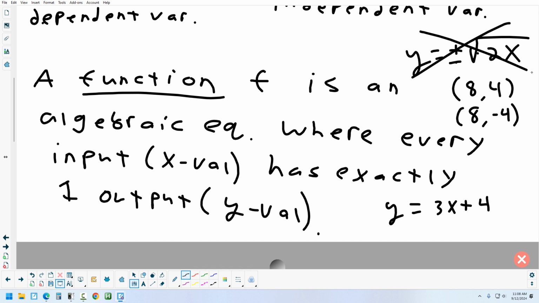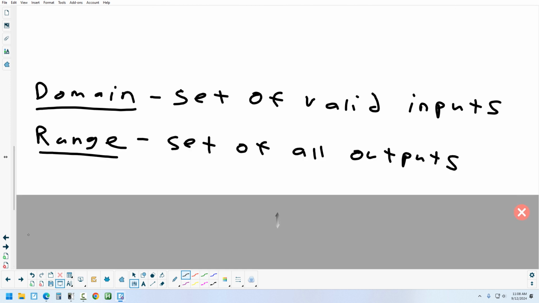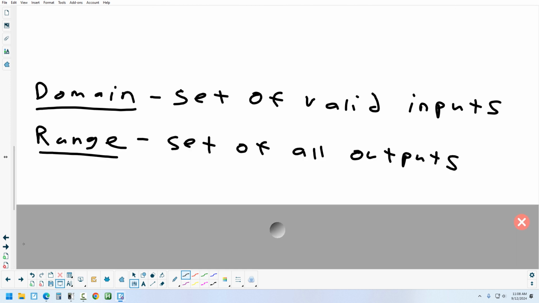Any question why that one is not a function? All right. So that's the idea. You plug in a number, you get exactly one answer. I kind of already said this to you earlier. Domain and range. Domain are all the numbers you are allowed to plug into a formula. Range are all the answers that you get out.